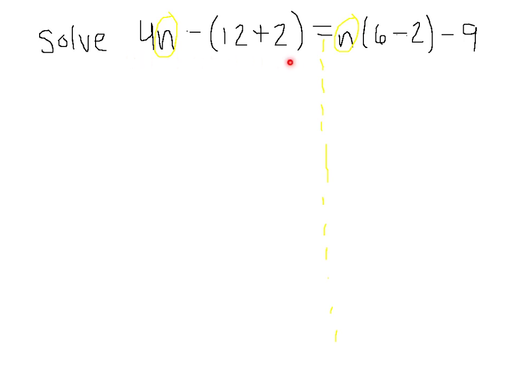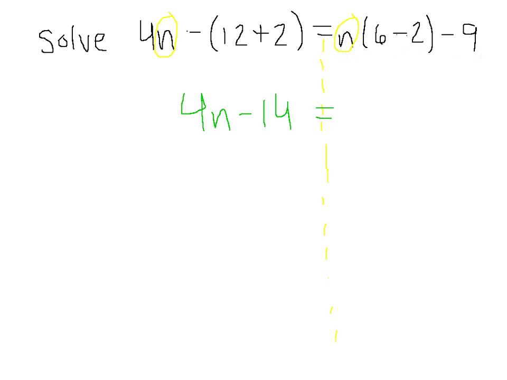So I'm going to focus on just the left-hand side first. I'm going to focus on the parentheses first. 12 plus 2, that's going to give me 14. So I end up with 4n minus 14. Those are not like terms, so they cannot be simplified anymore.